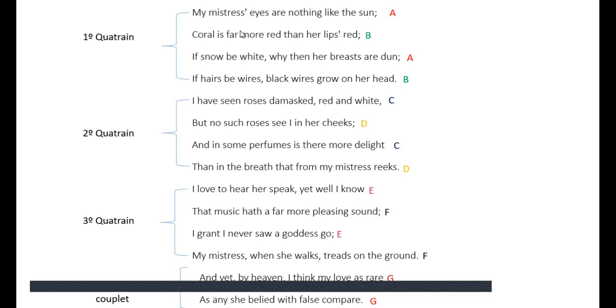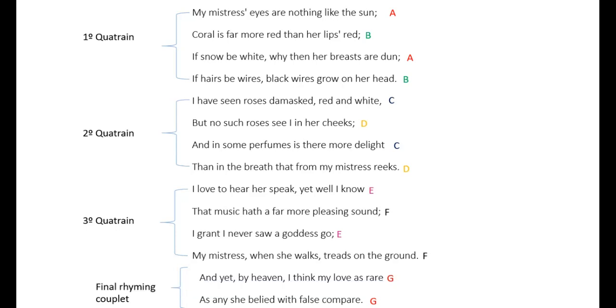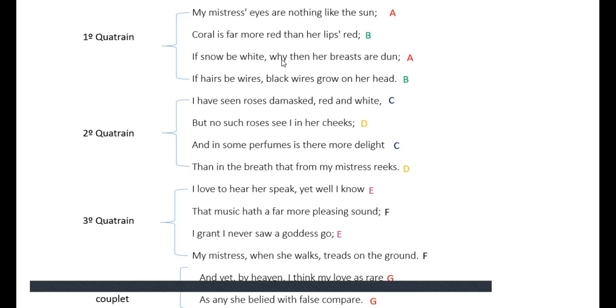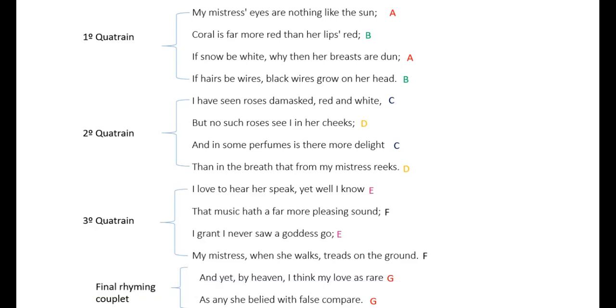Coral is far more red than her lips' red. So her lips are not red. And this goes against the convention as well, because remember that at that time the convention was to wear red lips. And it goes on with the colors. If snow be white, why then her breasts are dun. So snow is white and her breasts are dun. Dun is a blend of gray and brown. So that's the color of her breasts. Again, going against the convention of how pale women had to look at that time.